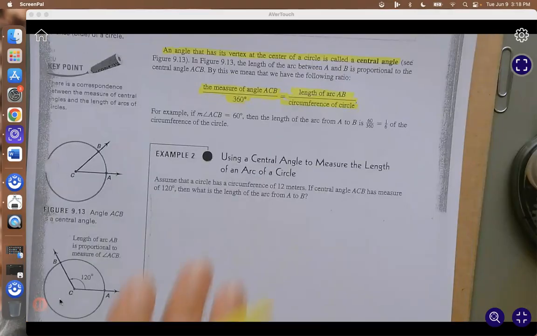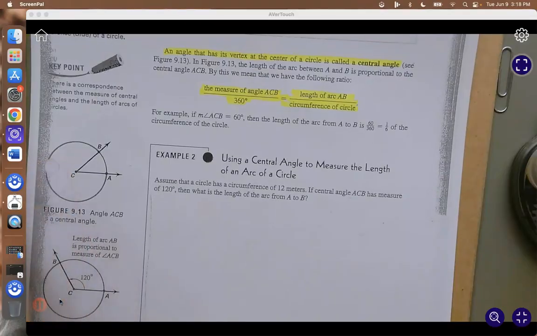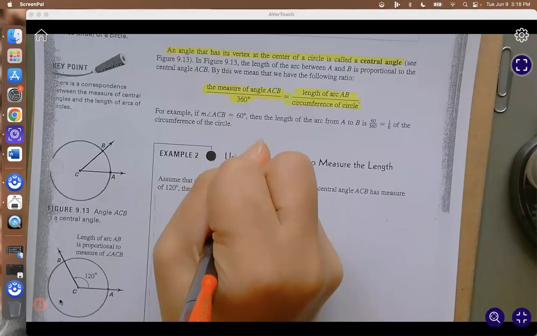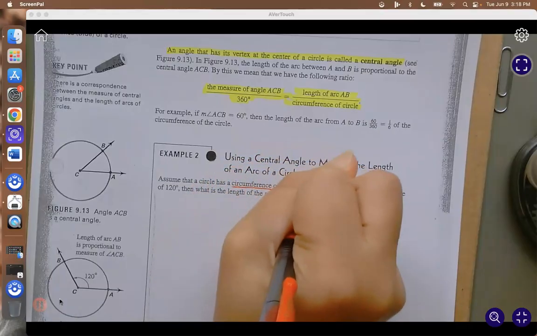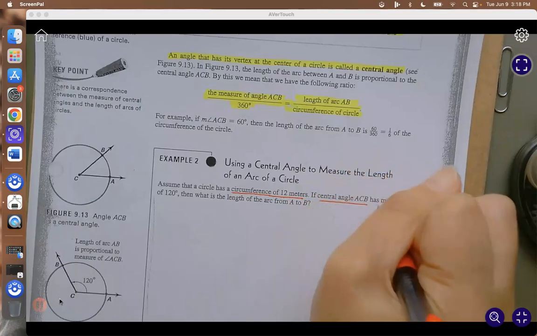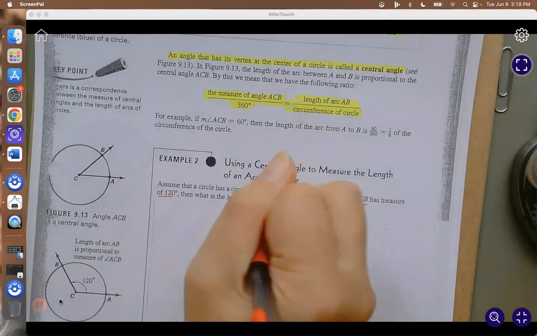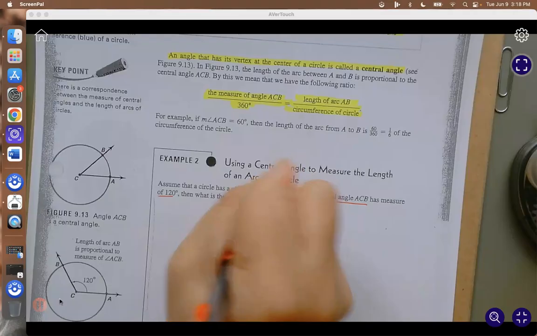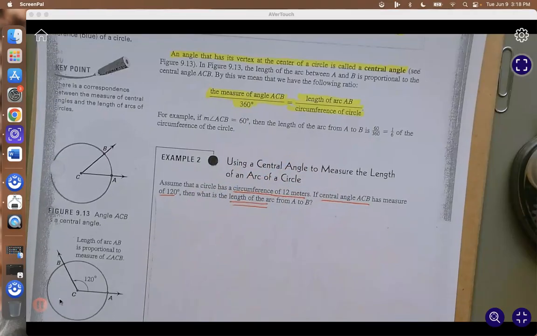So let's look at this one right here. Assume that a circle has a circumference of 12 meters. I want to underline that. Circumference, 12 meters. If the central angle has a measure of 120, what's the length of the arc?